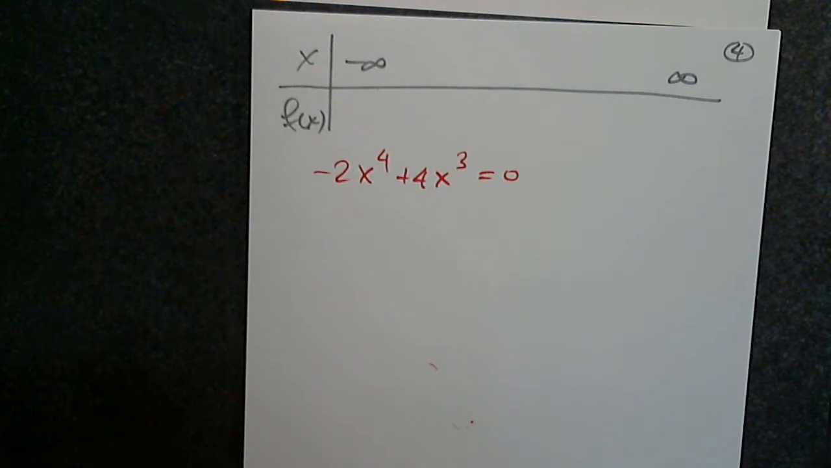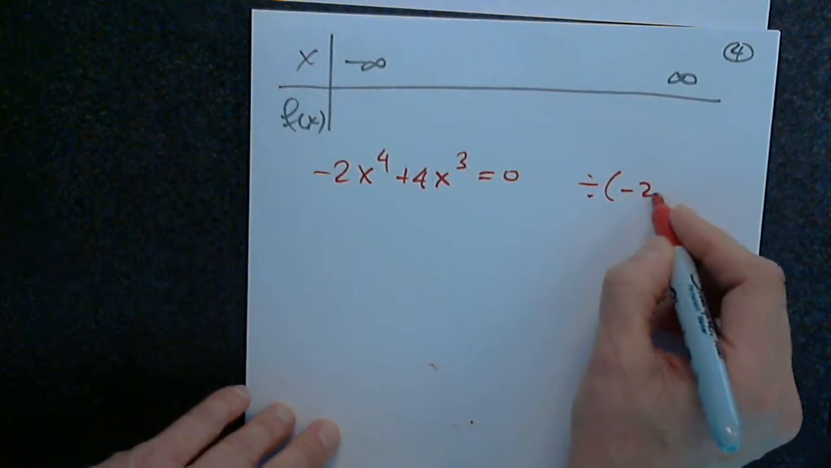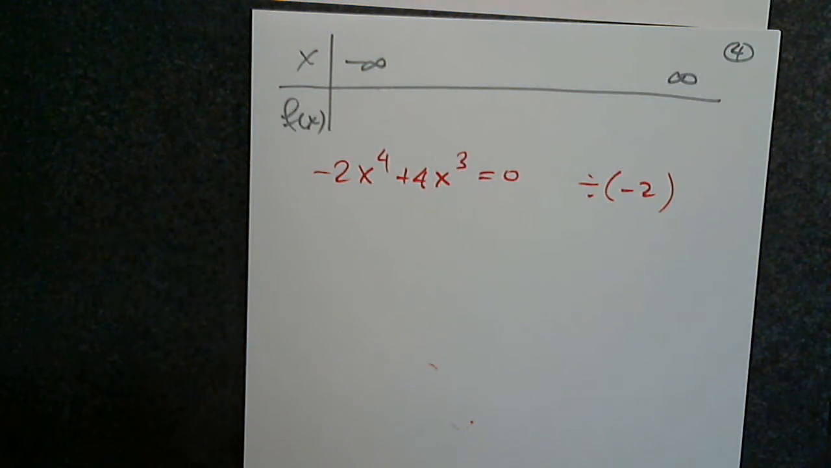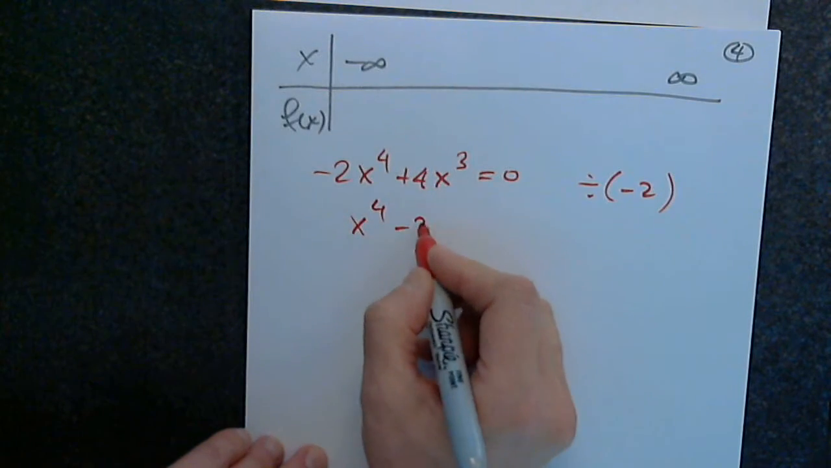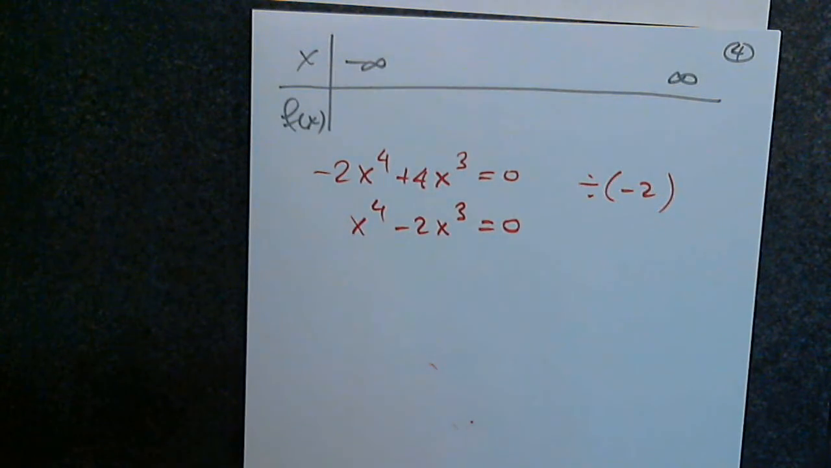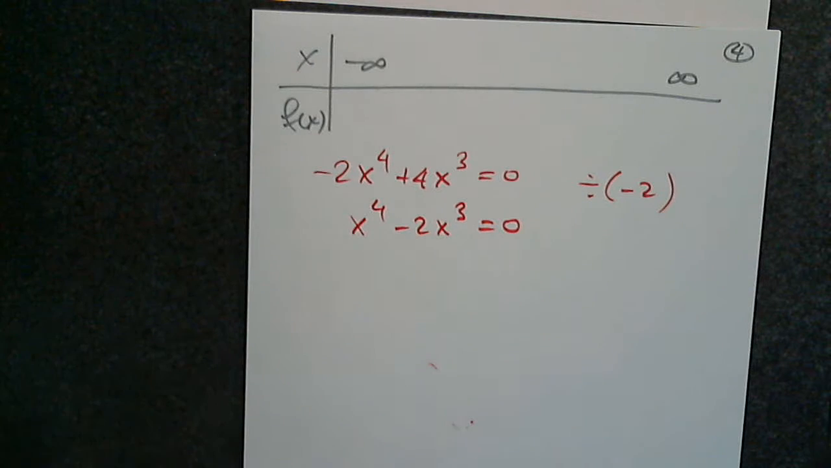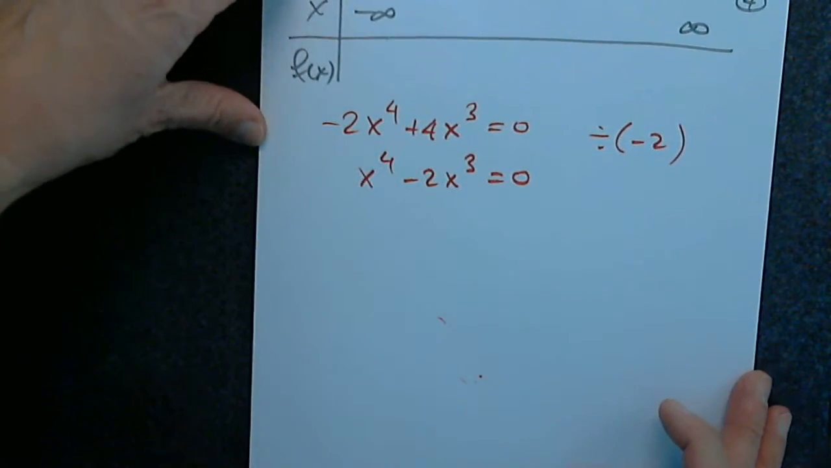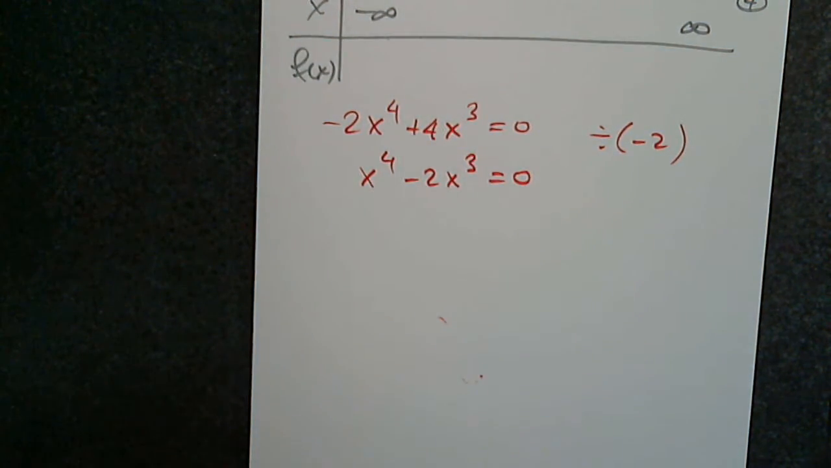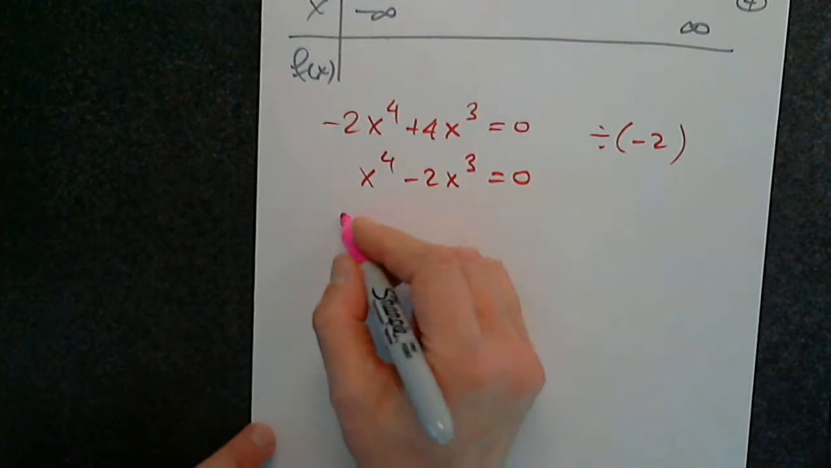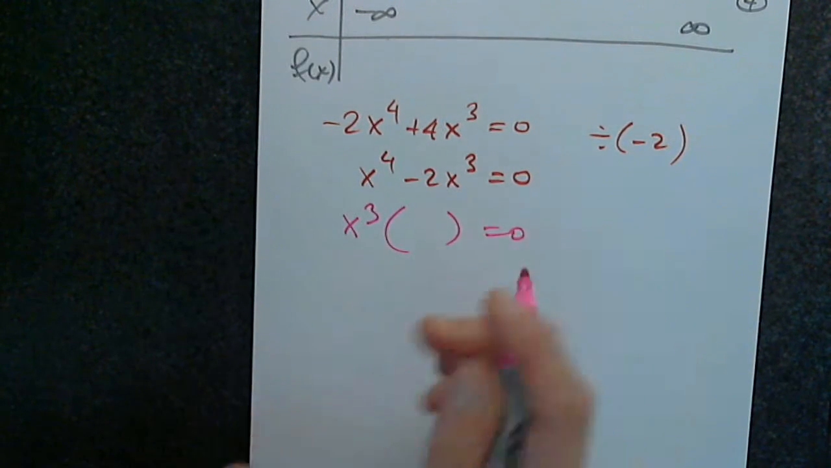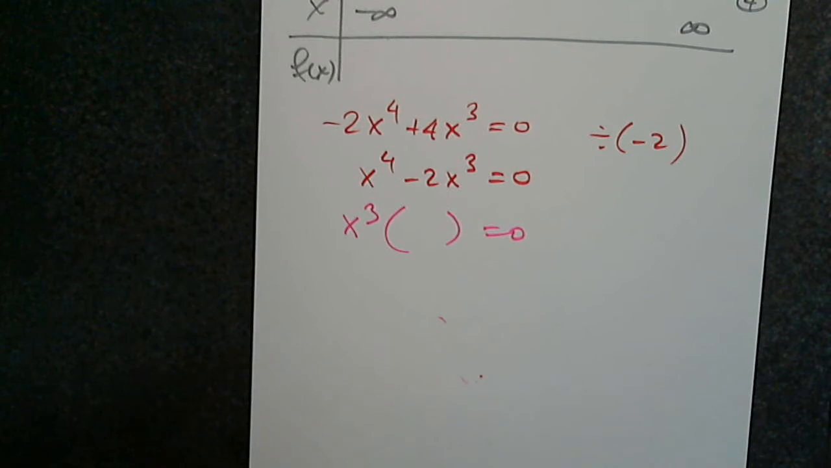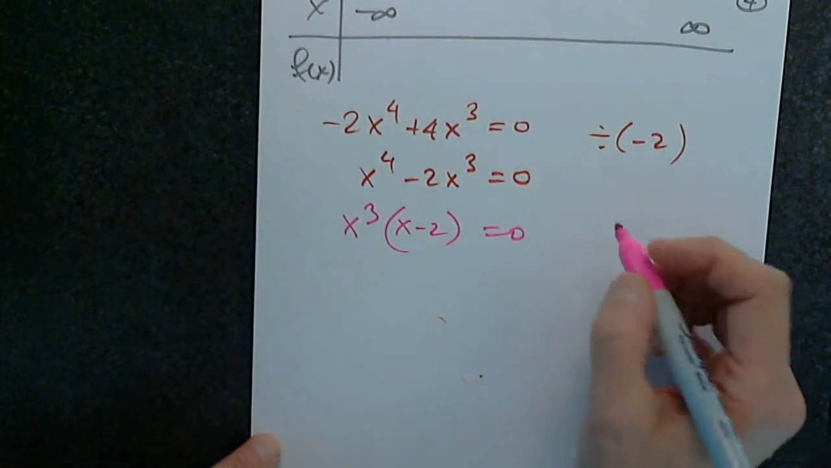Yes, but since I can simplify both sides by negative 2, I will, to make my life easier. So I have x to the 4th minus 2x cubed. Yes, the smaller the numbers, the easier to work with. Good. What will I factor out now? X cubed. Very good. What is left in parentheses? X minus 2. Very good.